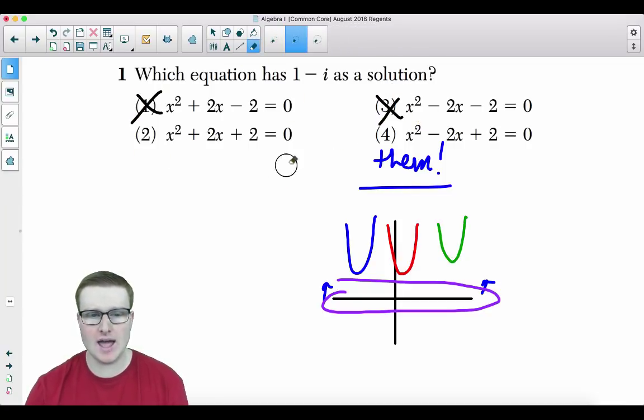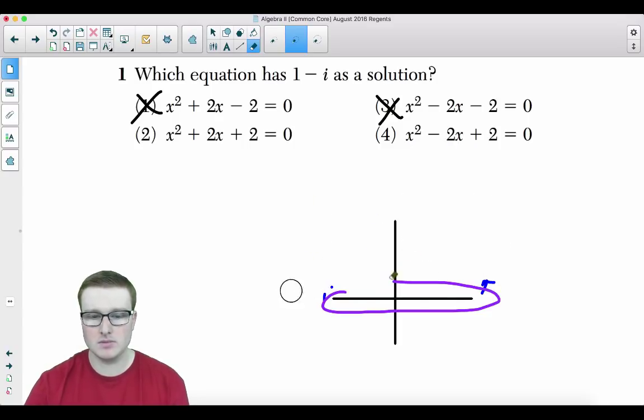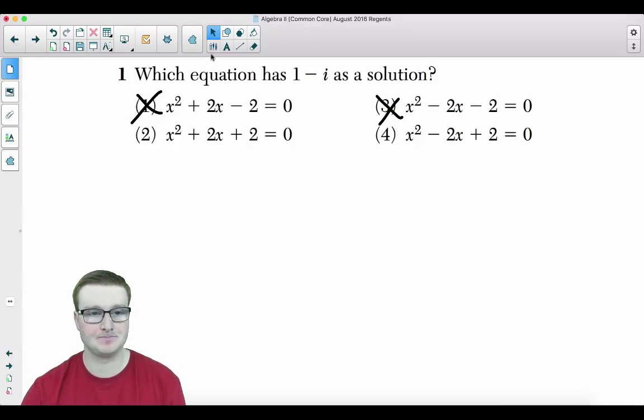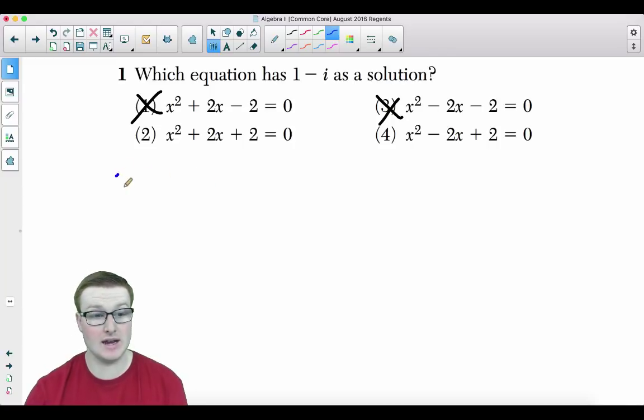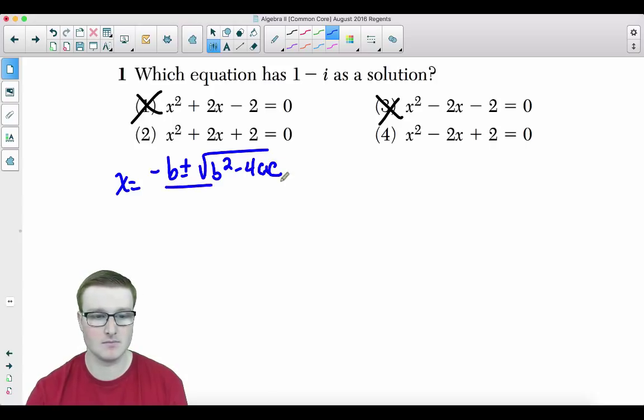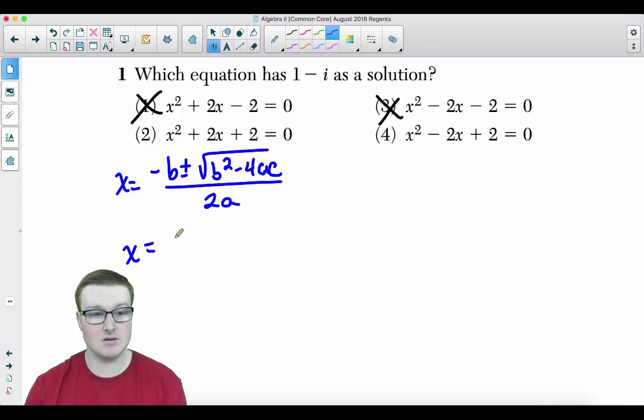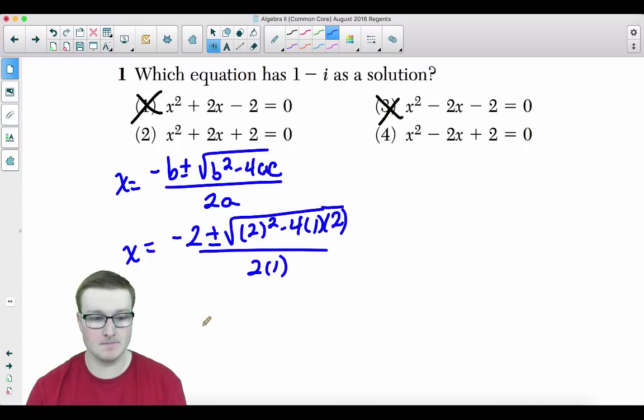Now it's easy. Just go ahead and perform the quadratic formula on these two. Let's take a look at choice 2. We have x equals negative b plus or minus the square root of b squared minus 4ac all over 2a. In this case, a is 1, b is 2, c is 2. So x is equal to negative 2 plus or minus the square root of 2 squared minus 4 times 1 times 2, all over 2 times 1.